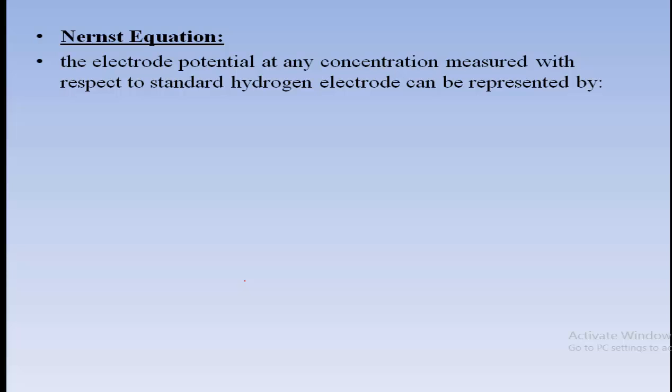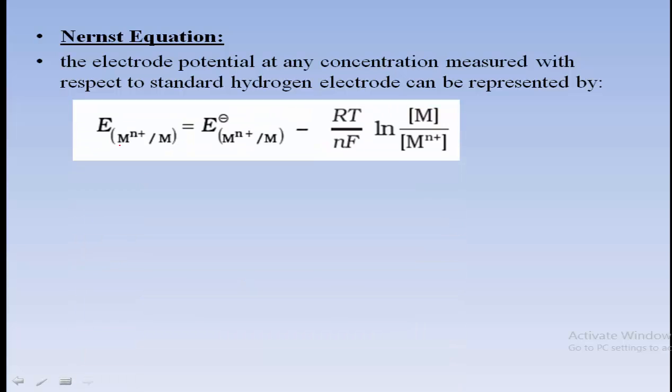If such kind of concentrations are given, then how to measure the standard electrode potential value? That we should know. And this can be given by a scientist known as Nernst, and that equation is known as Nernst equation. And this Nernst equation is given by E Mn+/M is equal to E° Mn+/M minus RT divided by nF ln concentration of M divided by concentration of metal ion. Here M means metal and Mn+ means concentration of metal ion.